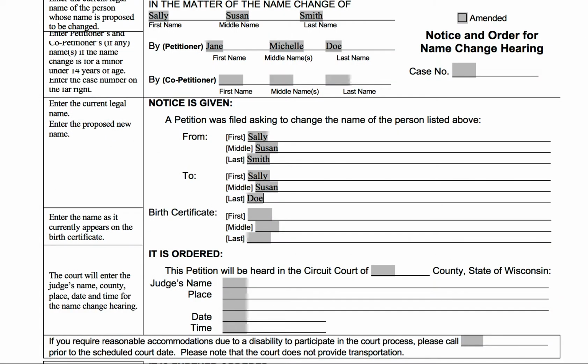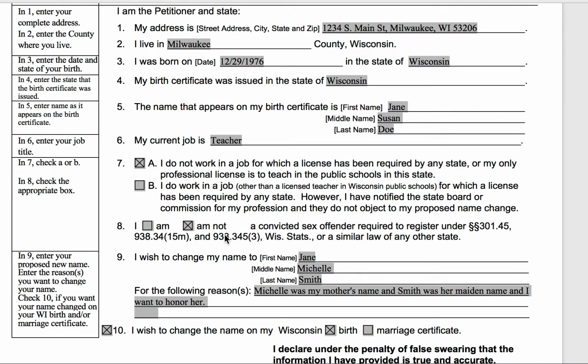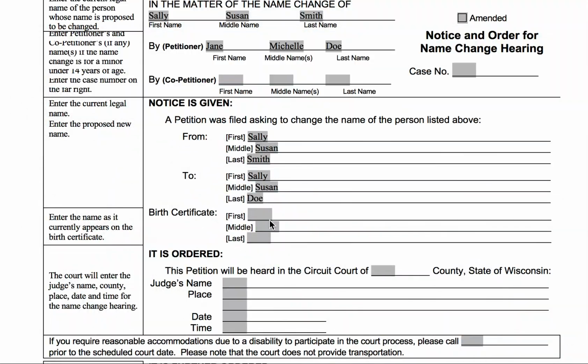And for our adult, that is where it is going to be number 5, the birth certificate name. That should match up with this here. So again, the name you're going from, the name you're going to, and the name that currently appears on the birth certificate.